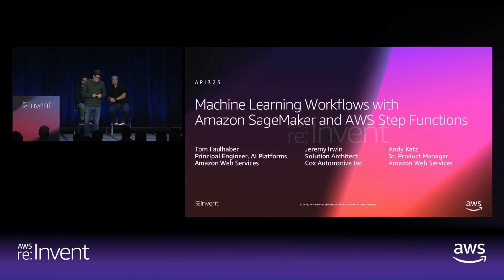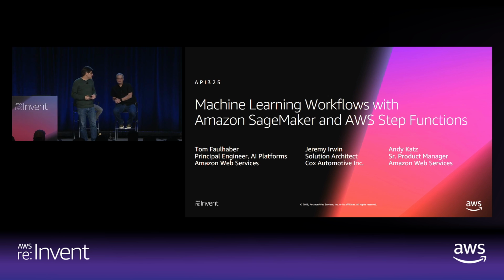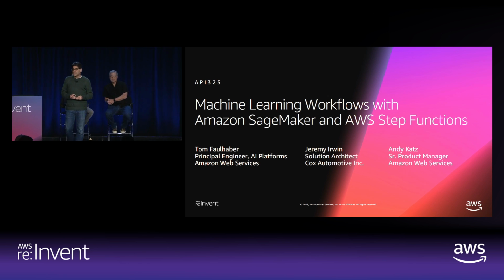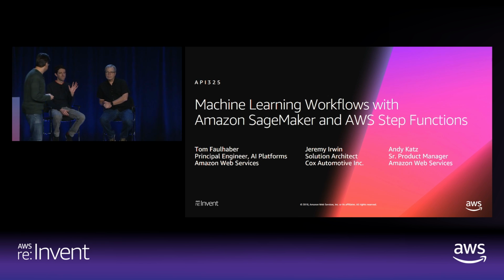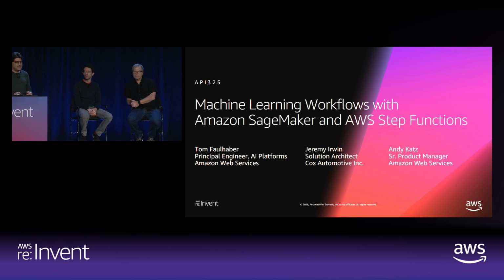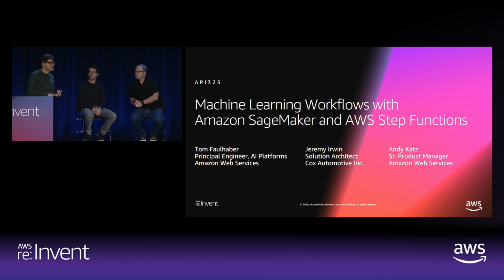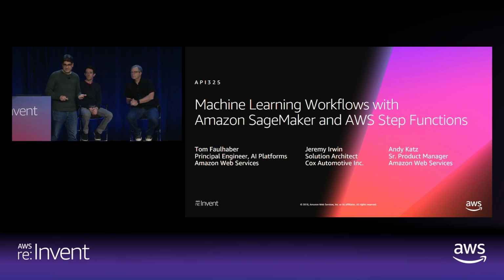My name is Andy Katz. I'm a product manager at AWS, and I'm joined today by Tom Fallhaber, who's a principal engineer at AWS, and Jeremy Irwin, who is a solution architect with Cox Automotive. We're going to talk to you today about machine learning workflows using Amazon SageMaker and AWS Step Functions.